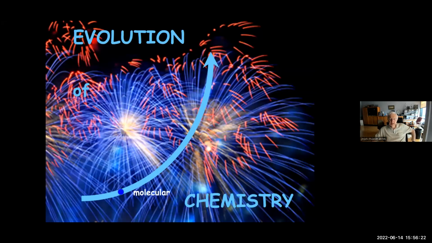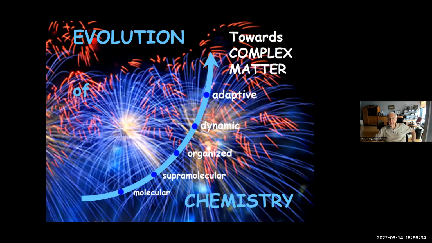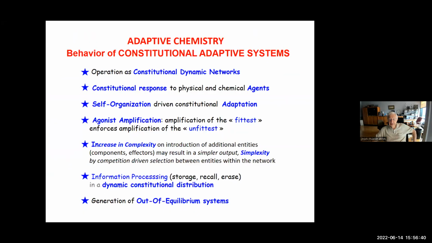So we have started in molecular chemistry, then supramolecular, organized. Then it has to be dynamic if one wants to go further, and to adapt, adaptive, so that there are ways towards more and more complex states of matter. Let me say that the things which I find most important here are that the increase in complexity can lead to simplicity, and that agonist amplification leads to the fact that the fittest entity for doing something amplifies the unfittest for doing that thing, but it can do something else.